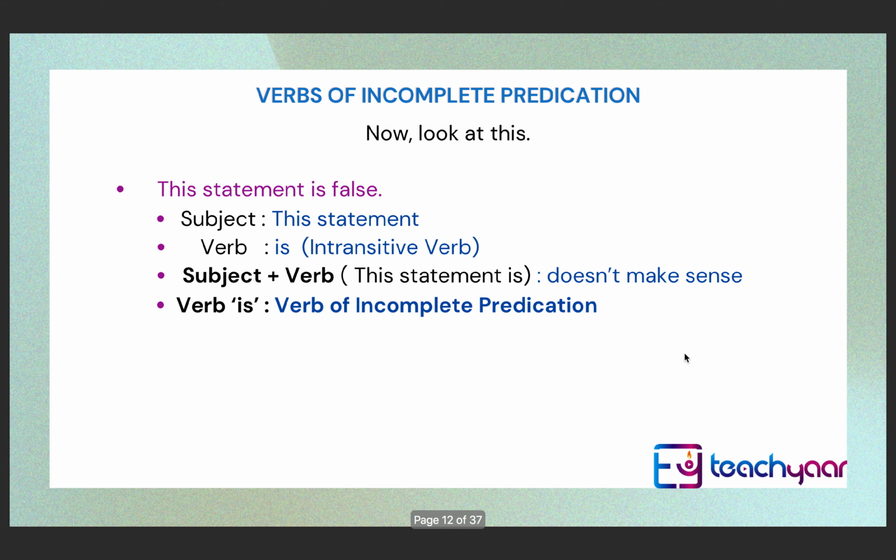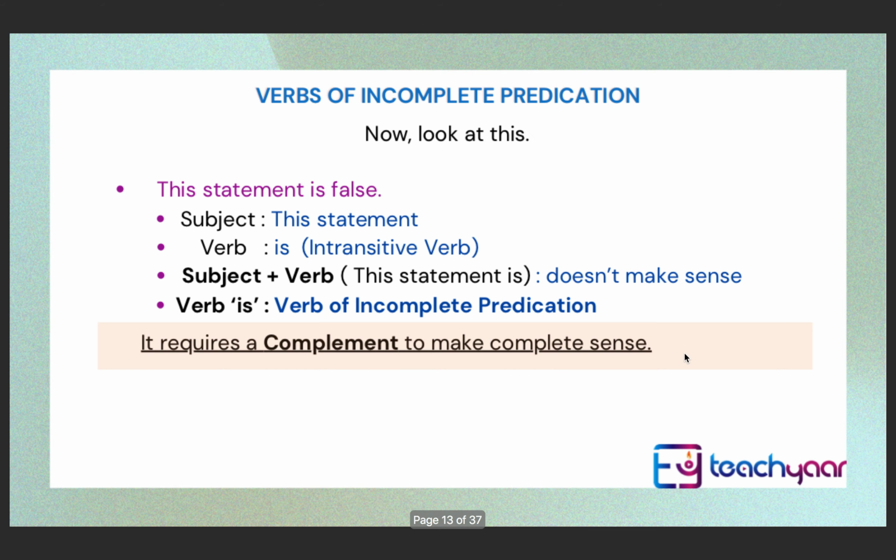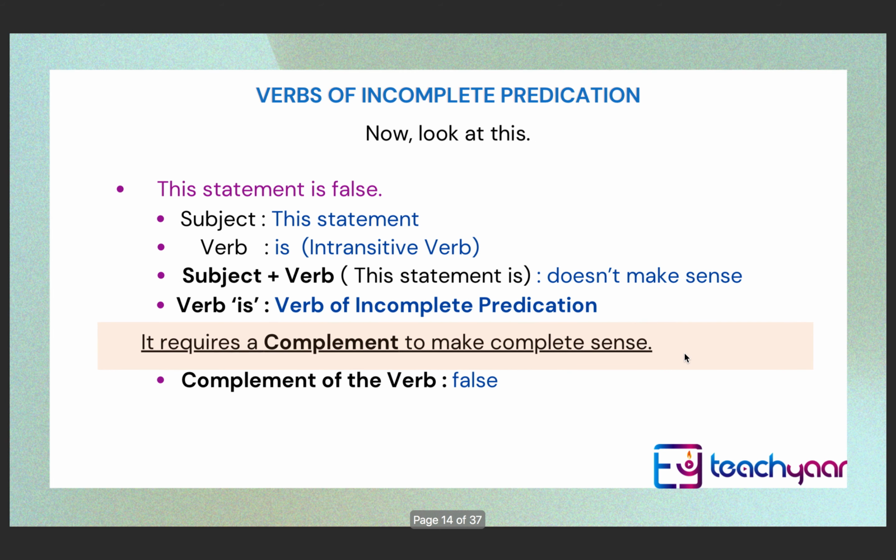So what happens now? We need a verb which will complete the predicate. Is is not a complete predicate. Therefore, the verb is called a verb of incomplete predication. What does it require? It requires a complement, an extra word to make complete sense. So, what is the complement in this case? False. This statement is false. So, false is the word which is required to complete the predicate.